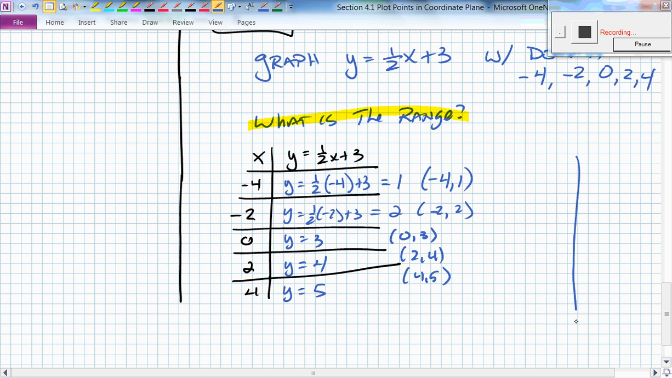So on the coordinate plane here, and of course you guys are using rulers, I'm just going quickly here. Negative 4, comma 1 looks like this: negative 1, 2, 3, 4, comma 1. Negative 2, comma 2. 0, comma 3. So this is 1, 2, 3, so up there. 2, comma 4. And then finally 4, comma 5. So those are the points. So what is the range then? You got it. 1, 2, 3, 4, and 5.